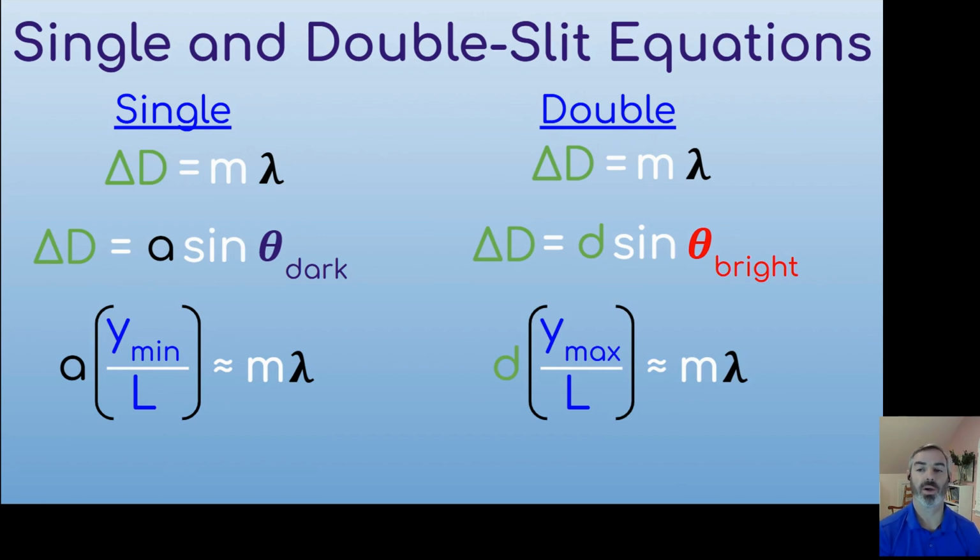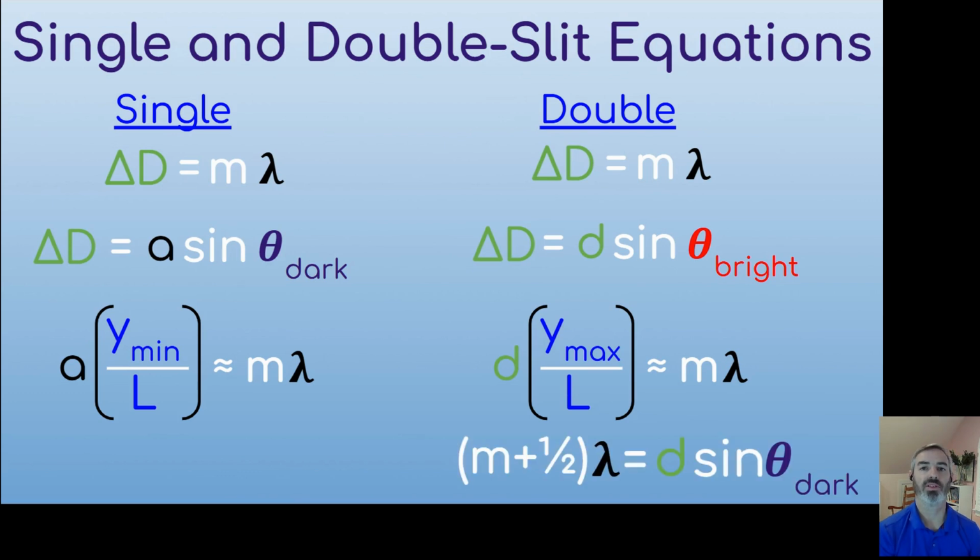Now, with the double slit equation, we can also find the places where we have destructive interference by using the equation m plus 1/2, that quantity times lambda, equals d sine theta dark. That helps us find the location on the screen from the zeroth order maximum to the first dark spot or second, using an m value.